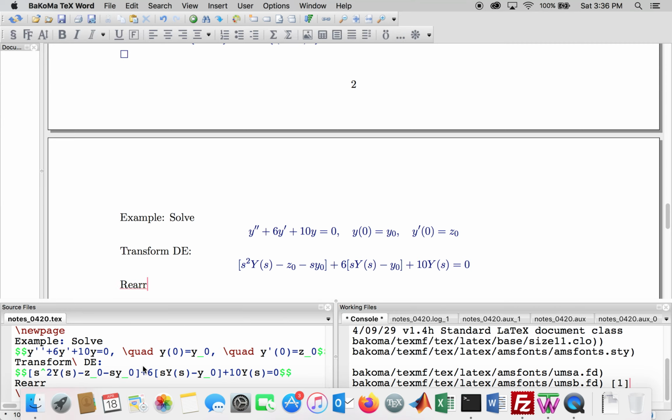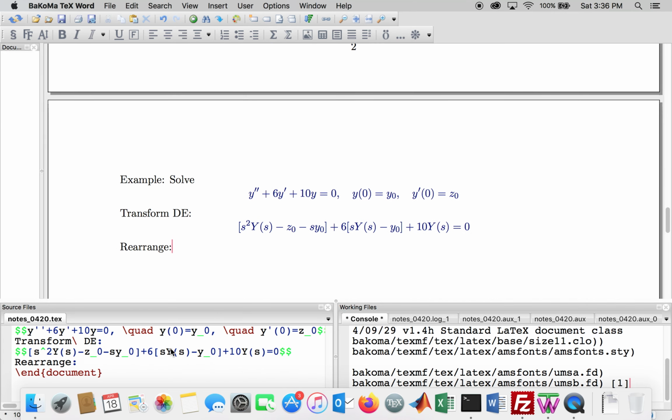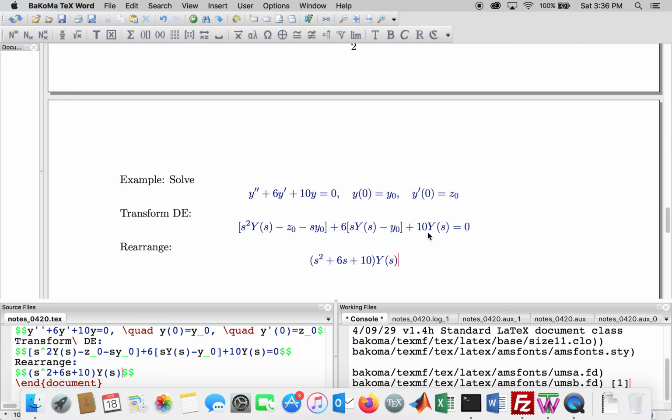Okay. Then, as before, we rearrange, group all the capital Y of s terms together, and we get s squared times Y of s plus 6s, not x, 6s Y of s plus 10 times Y of s. And then we have these other terms that are moved to the other side. So I have z naught that gets moved to the other side. And then I have minus s y naught, but that becomes plus s y naught on the right side.